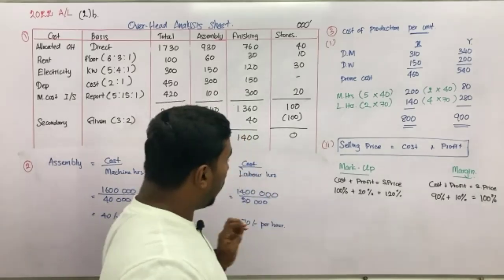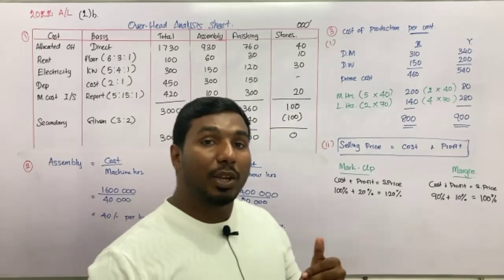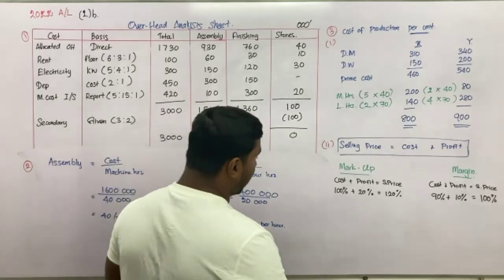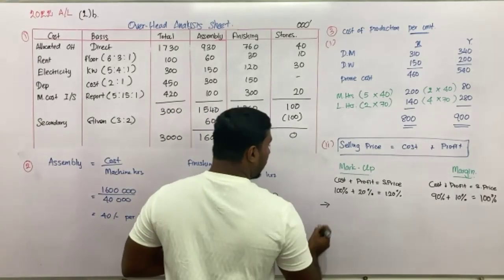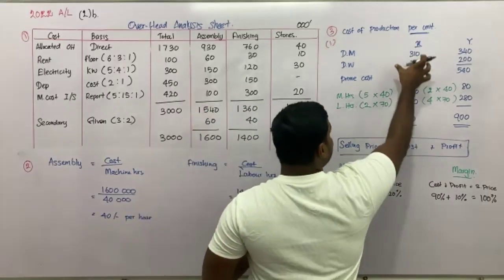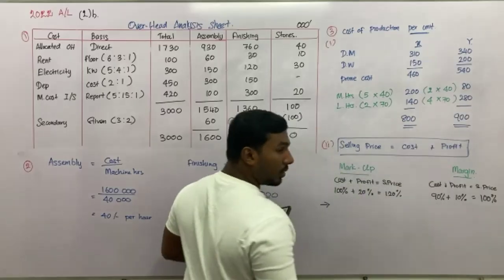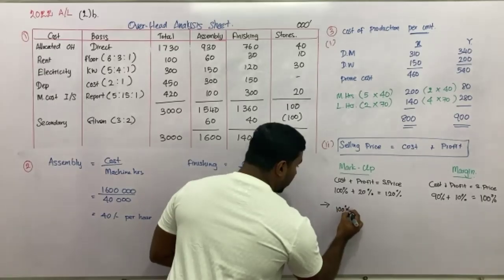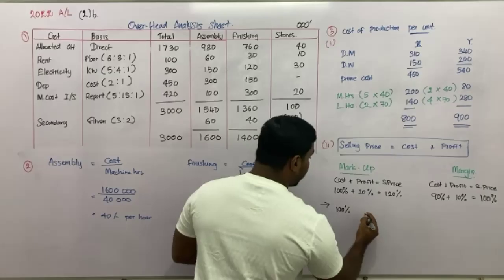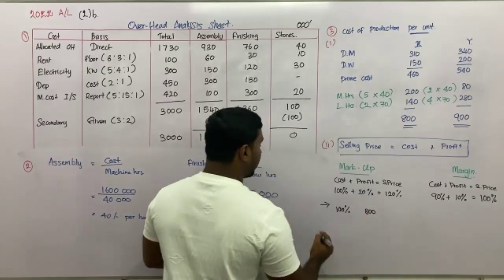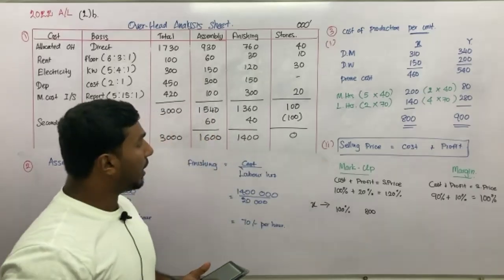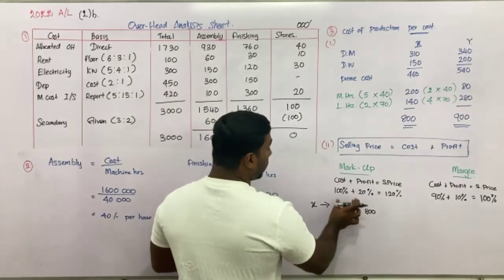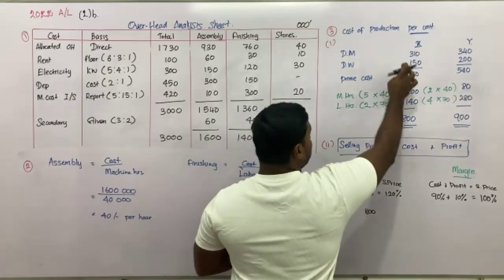Now what we have to calculate is the selling price. So how to calculate the selling price here? Next step. What we know is the cost. We know the cost of each product. 100% is the cost. The cost we know for the product X is 800. The product X is using the markup, right? The cost is known, cost is 100%, the cost is 800.